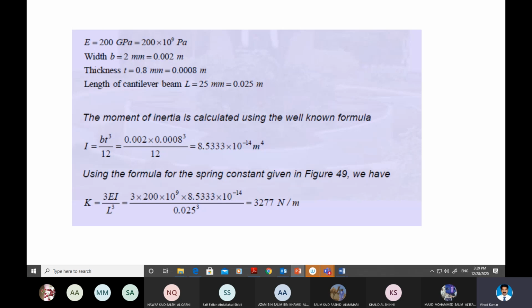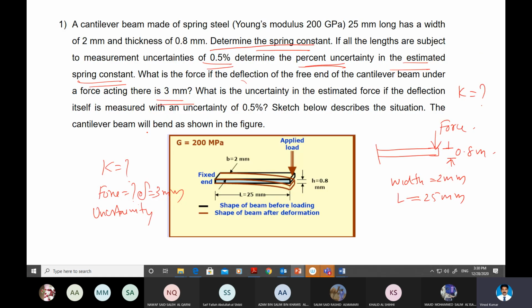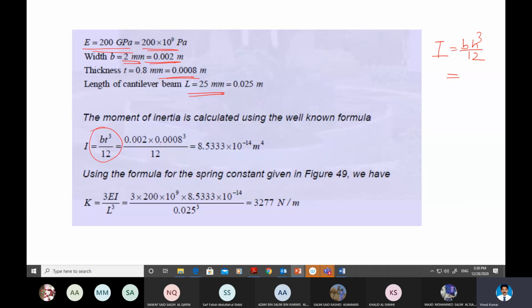Here the parameters of the material are given: modulus of elasticity, width, thickness, and length. We know that the moment of inertia I is equal to bh cube over 12, or bt cube over 12, any equation you can use. Width is 2 millimeter, if you convert millimeter to meter, 0.002 meter, times thickness, which is the height, 0.0008 cube, because you convert millimeter to meter, divided by 12. So you will be getting it in meter raised to 4.